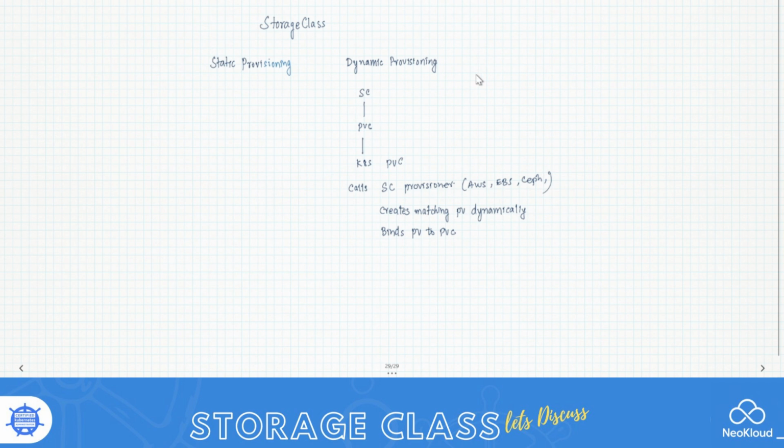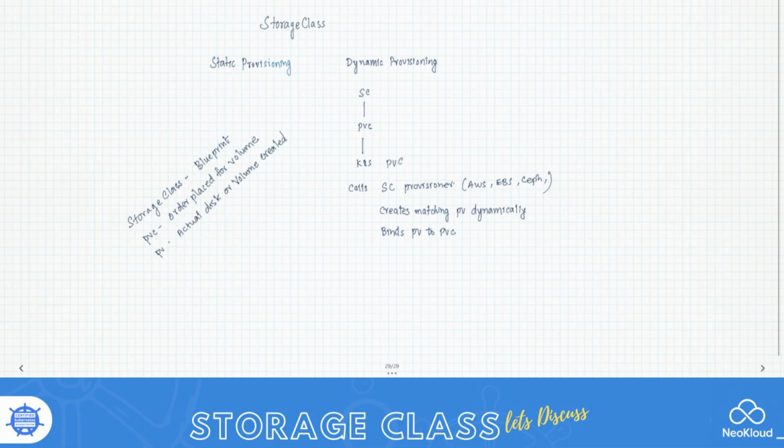This is just for reference. Even if you create a storage class first, nothing happens until a PVC is created. So you can see that the storage class is a blueprint, the PVC is the order placed for a volume, and then the actual disk or volume is created.